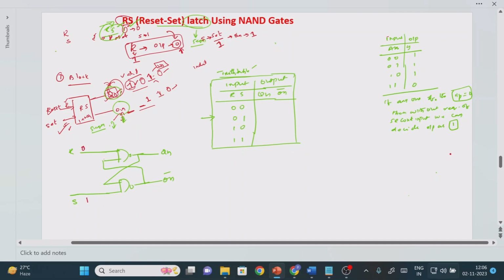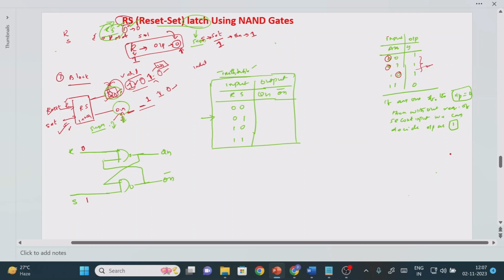Now, as we discussed earlier, you have to remember this truth table logic. What is that logic? If any one of the inputs is 0, even if you don't know the second input terminal, we can decide the output equal to 1. It means that if any one of the inputs equals 0, without knowing the second terminal, we can decide the output equal to 1.